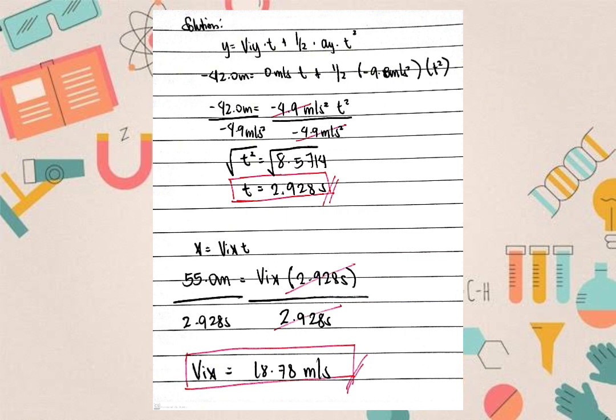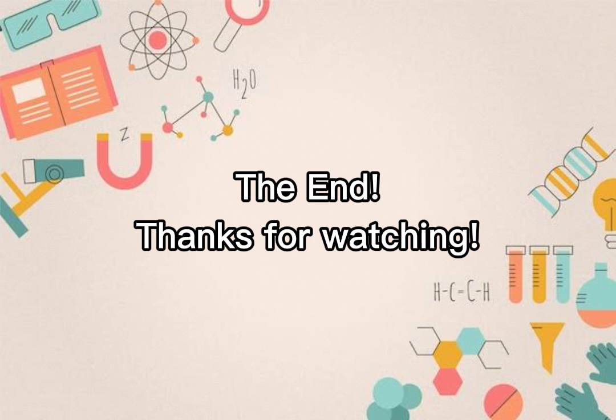To solve for the horizontal initial velocity, use the formula x is equal to initial velocity times the time. Substitute the values, then we will obtain the answer for the initial velocity, which is 18.78 meters per second. And that's how we end our discussion.